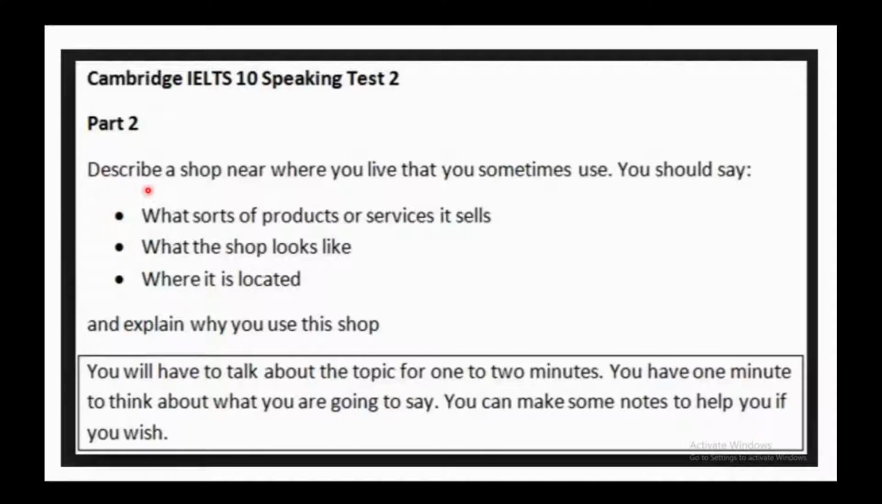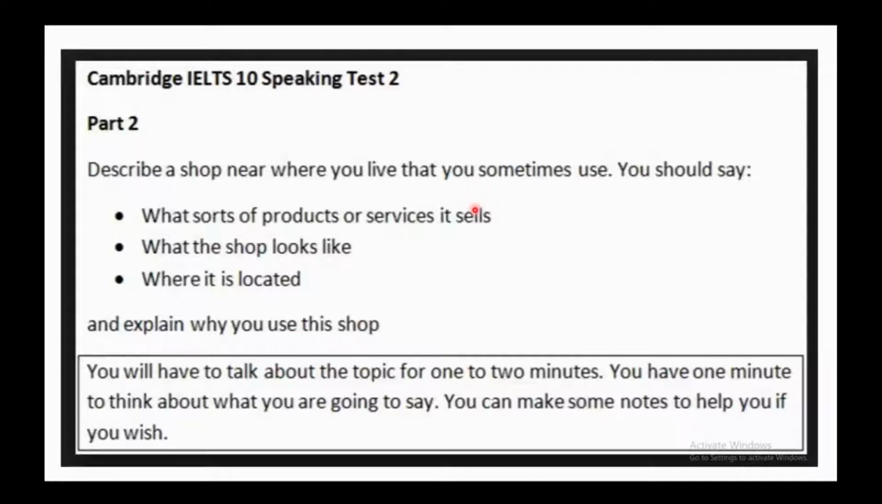What you will be asked in the speaking: describe a shop near where you live that you sometimes use. You should say what sorts of products or services it sells, what the shop looks like, where it is located, and explain why you use this shop. You will have to talk about the topic for 1 to 2 minutes. You have 1 minute to think about what you are going to say about these 3 questions. You can make some notes to help if you wish.